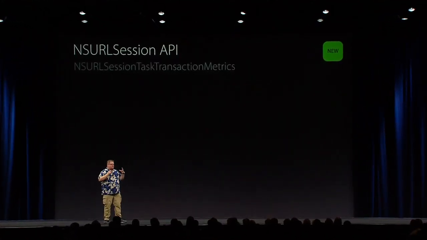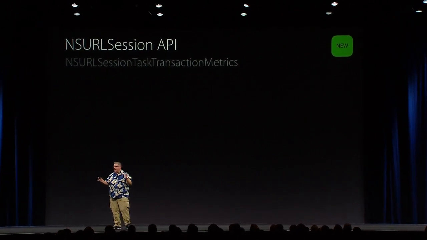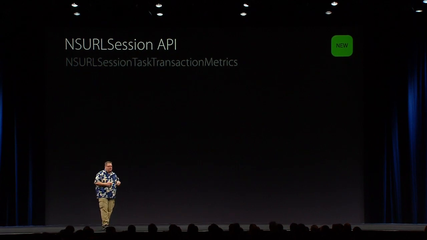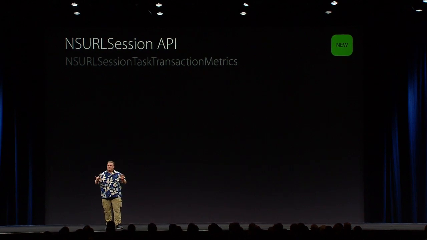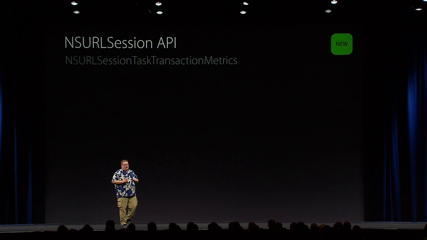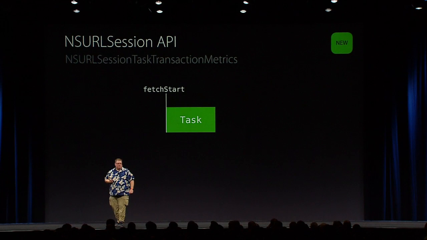To do this, we're going to look at a very simple network load. Now, note that this is just one model of one type of load. There's all sorts of activities that happen during network loading. You've got cache lookups, you've got cookie lookups, you're dealing with redirections, sometimes authentication challenges, but we're going to keep it real simple just for our purposes here. The NSURLSessionTaskTransactionMetrics class contains properties that contain all these timestamps at various points. So we begin with fetch start.